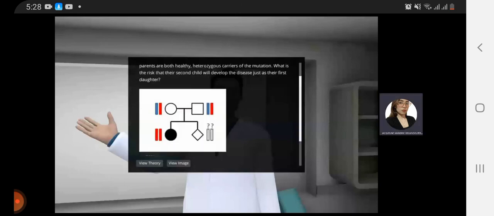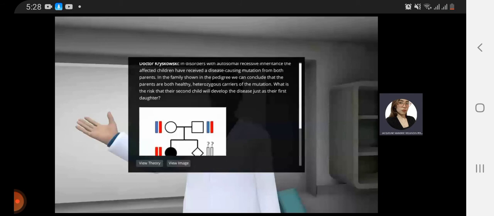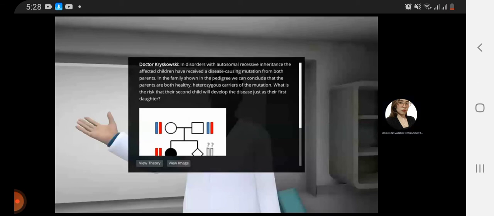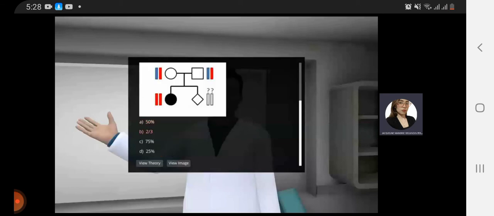In disorders with autosomal recessive inheritance, the affected children have received a disease-causing mutation from both parents. In the family shown in the pedigree, we can conclude that the parents are both healthy, heterozygous carriers of the mutation. What is the risk that their second child will develop the disease just as their first daughter?